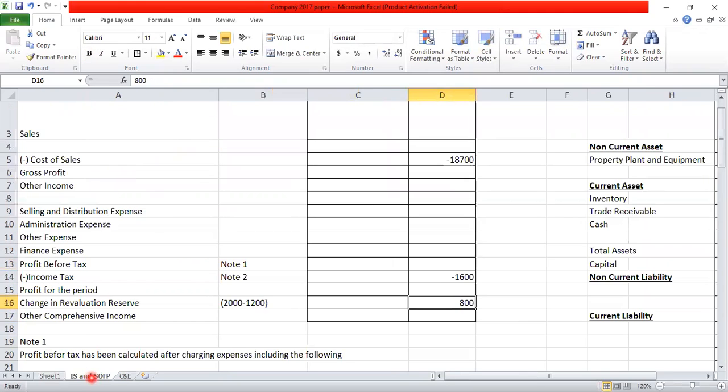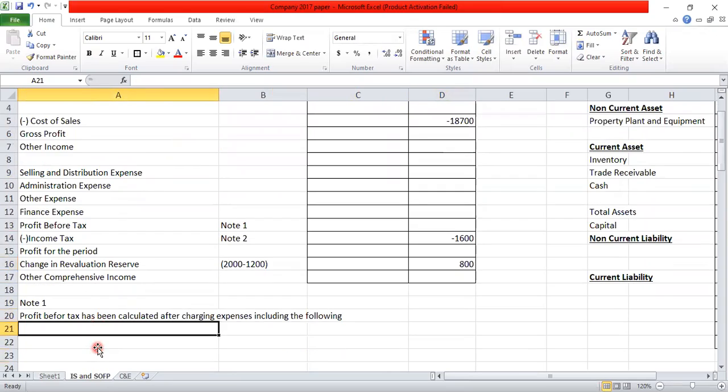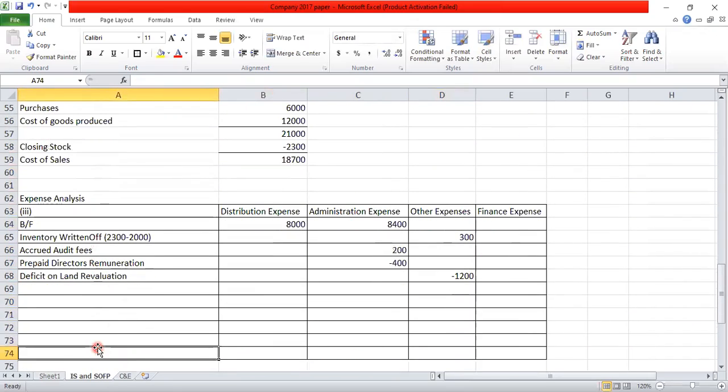So I will go to the analysis column, the expense analysis column, and I will write here decrease in depreciation. How much is the decrease in depreciation? Distribution expense, because it's a motor vehicle, I consider it as 100. So did you understand this, the basic adjustment?